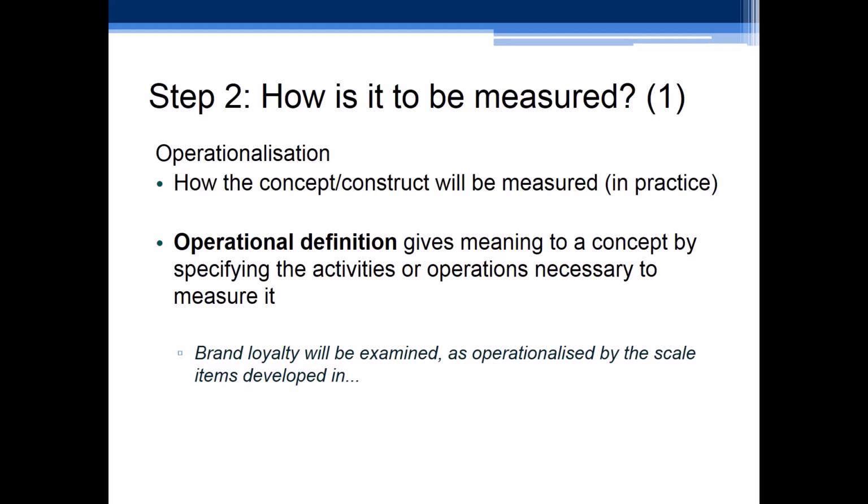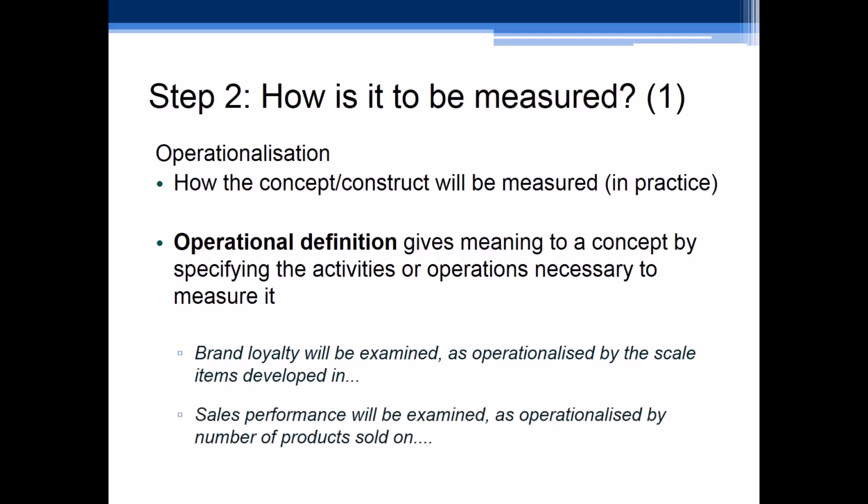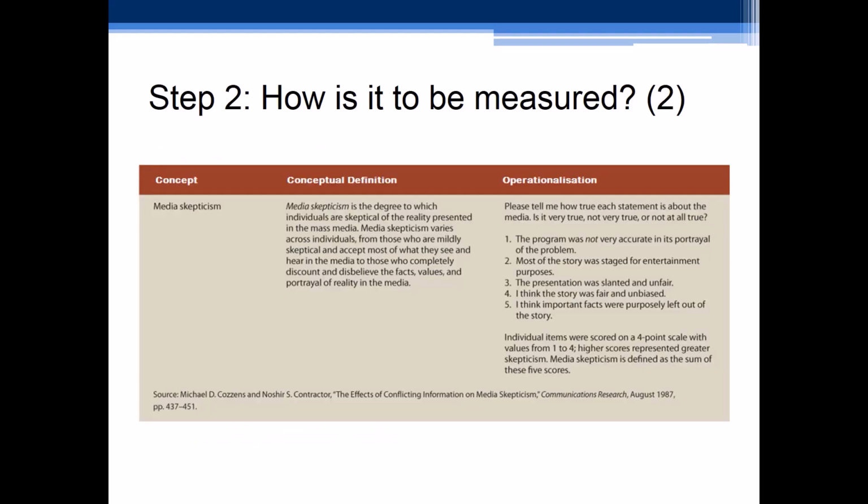So a good example of that is when brand loyalty is examined. I understand brand loyalty to be someone's commitment to a brand across time, and I'm going to operationalize that by using the scale items developed in Smith & Jones 2001, for example. Or I'm going to examine sales performance as operationalized by the number of products sold, or sales performance as operationalized by the number of positive comments someone gets after working on the floor. Right, so we provide not only a statement of the concept and a conceptual definition, but also an operational definition as well. And you can see an example of that on the screen.